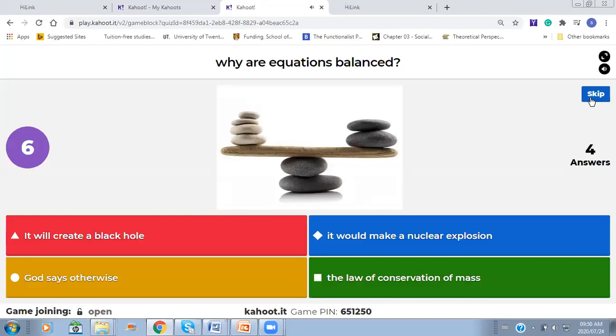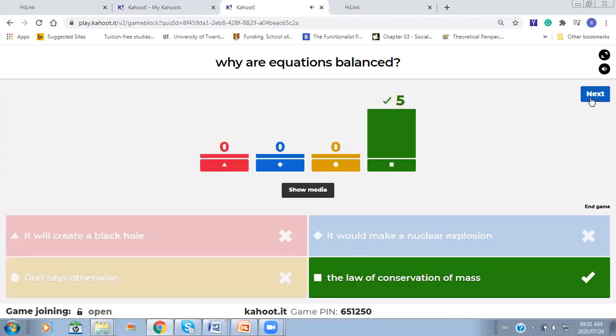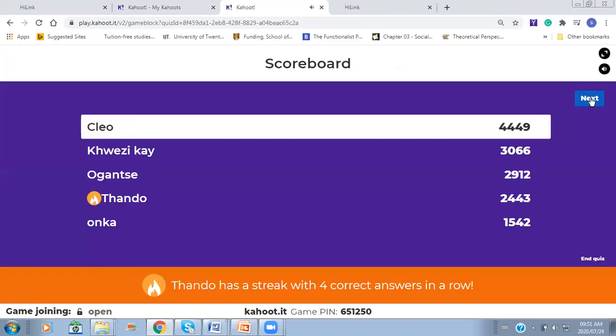Why are equations balanced? It will create a black hole. It would make a nuclear explosion. God says otherwise, the law of conservation. Okay, perfect. Let's go to the next.